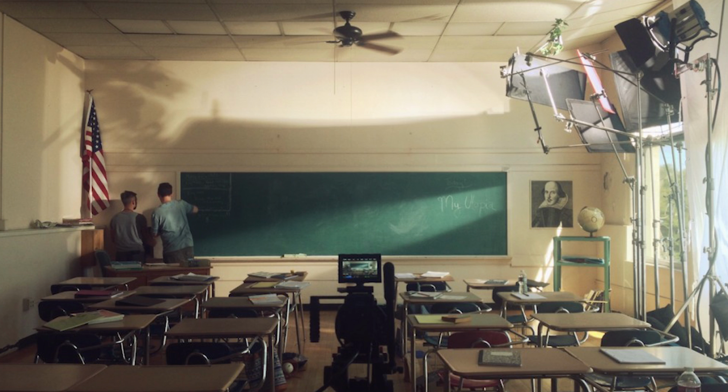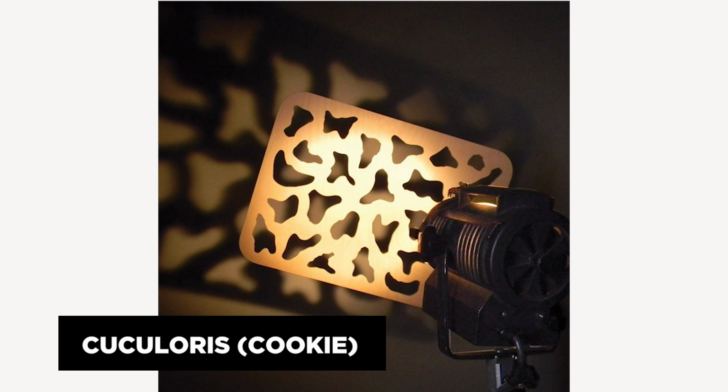What's interesting is what cinematographers use when they aren't able to get a real branch full of leaves: they use something called a cucoloris, or a cookie for short. These are basically pieces of wood with a bunch of holes cut into them, and it's supposed to mimic the look of leaves.